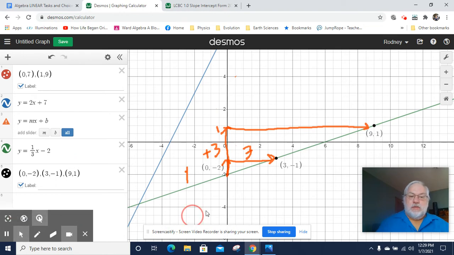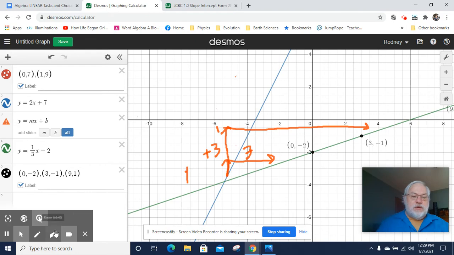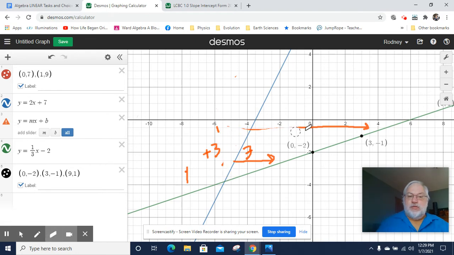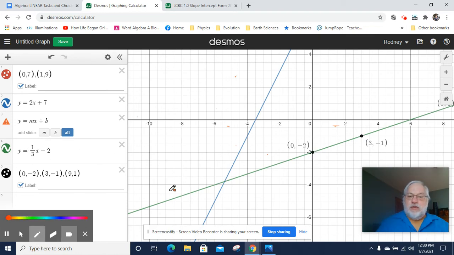So let me move this over. I think I'm going to have to erase some stuff now. Make that go away. Let's see if we use the equivalent fraction for 1/3 of -2 over -6, and we go from right here, we go down 2, which gets us to -4, and then back 6 from 0, which gets us to -6. And it looks like it goes through -6, -4.